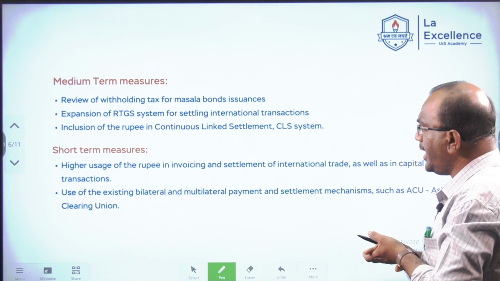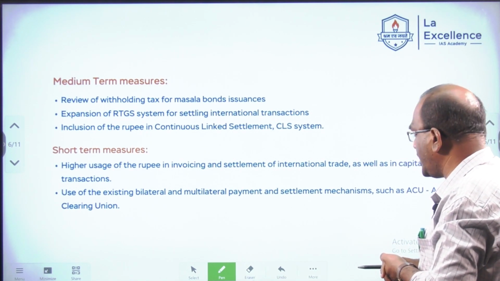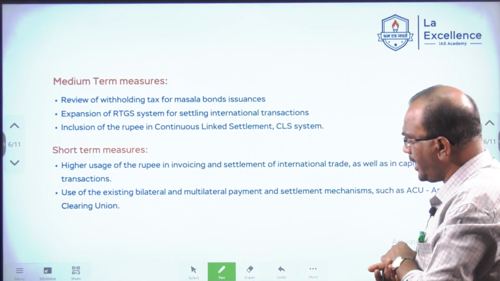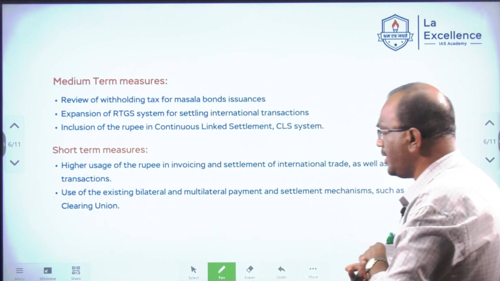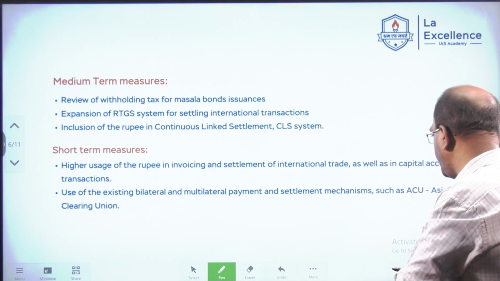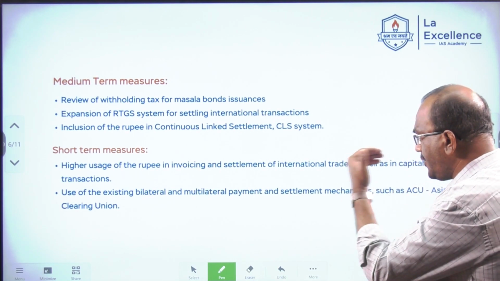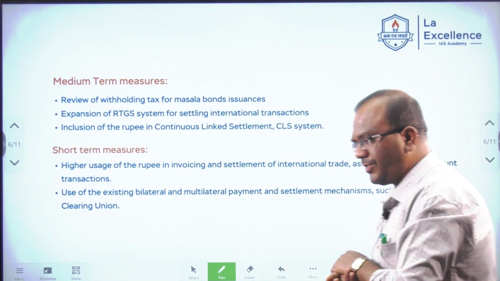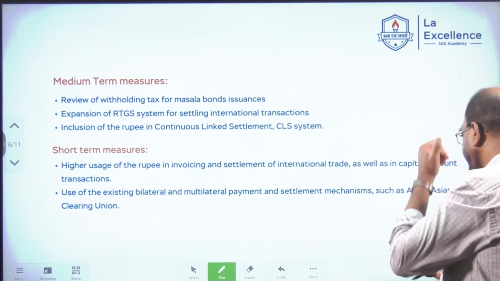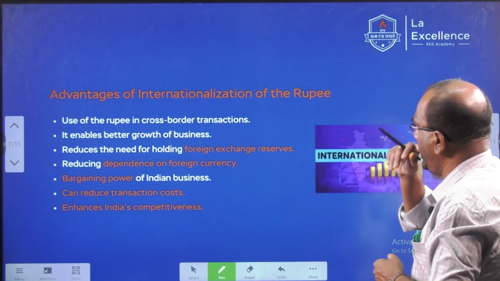Short-term measures: higher usage of the rupee in invoicing and settlement of international trade, as well as in capital account transactions, which I have told you, your balance of payments, current account and capital account transactions. Use of the existing bilateral and multilateral payment and settlement mechanisms such as the ACU, Asian Clearing Union. This is as far as your regional system is concerned, India becoming part of the ACU mechanism.